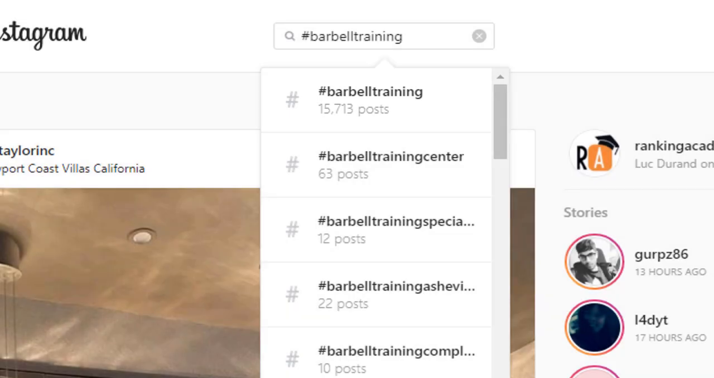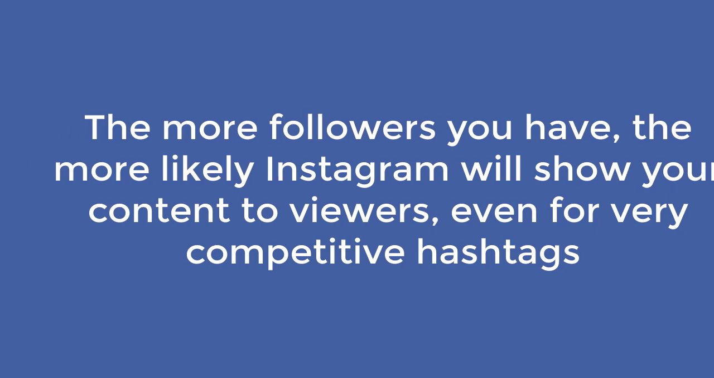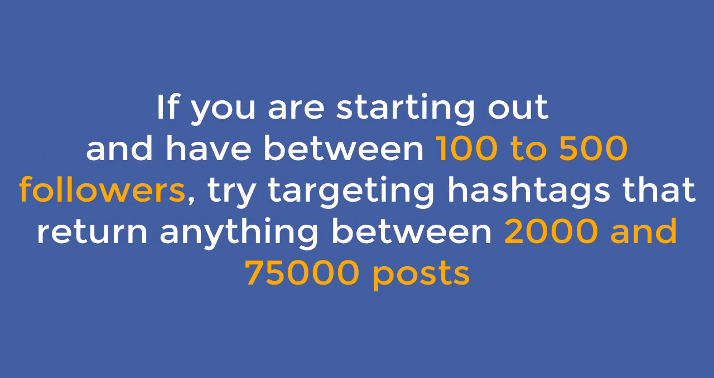Whether you are found or not will also depend greatly on the number of followers that you have. The more followers you have, the more likely Instagram will show your content to viewers, even for very competitive hashtags. If you are starting out on Instagram and have between 100 to 500 followers, try targeting hashtags that return anything between 2,000 and 75,000 posts. As your followers grow, you can try targeting more competitive hashtags.